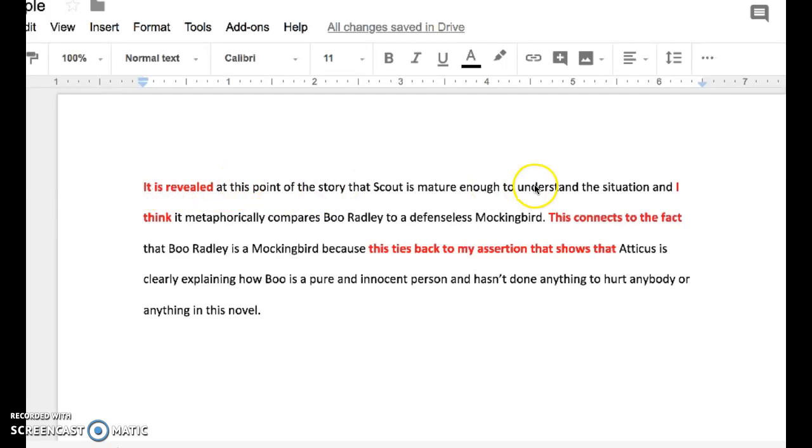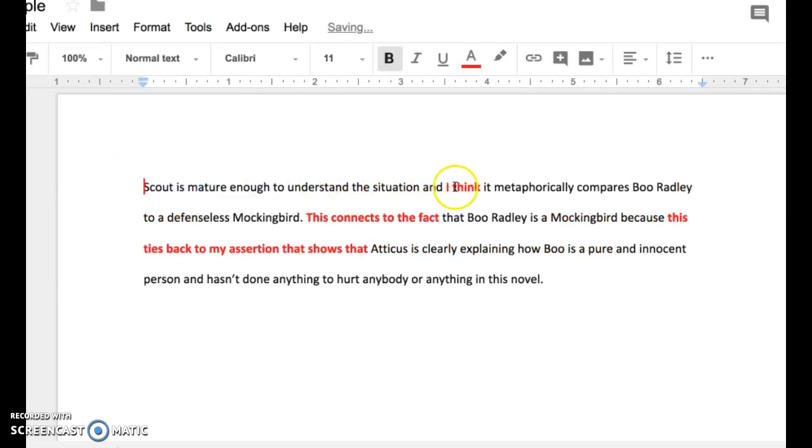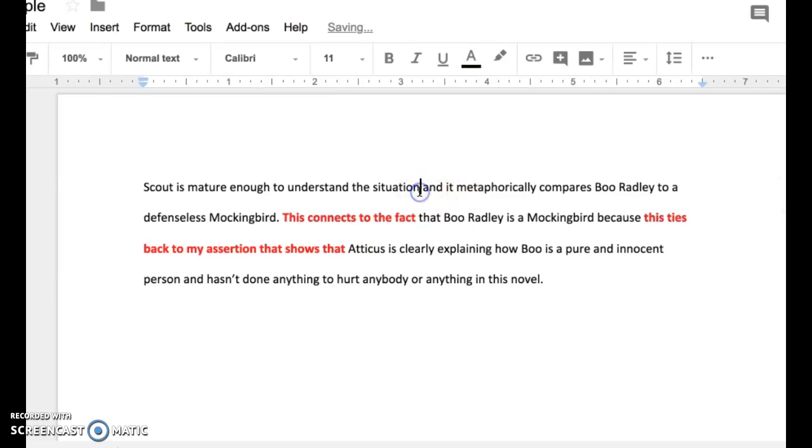Especially "it is revealed," "I think," "this connects to the fact," "this ties back to my assertion," "this shows that." All those words really aren't necessary. The best way to get rid of it is just to simply delete it. I can pretty much delete all of this and all of this, and it makes sense without it.